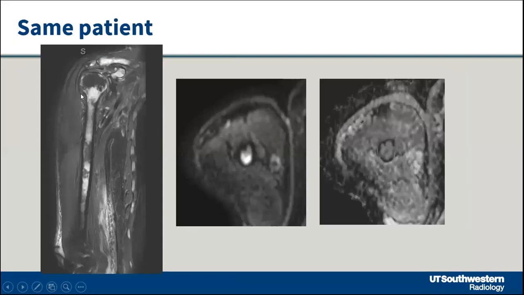Versus the same patient also had this upper arm imaging also. And here you can trust it because now you have a good signal on DWI. This is a very dark lesion. This was lymphoma.